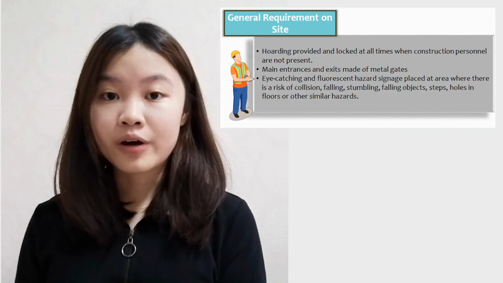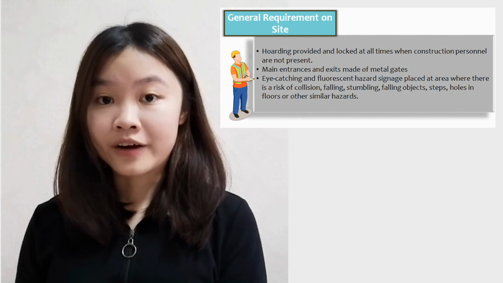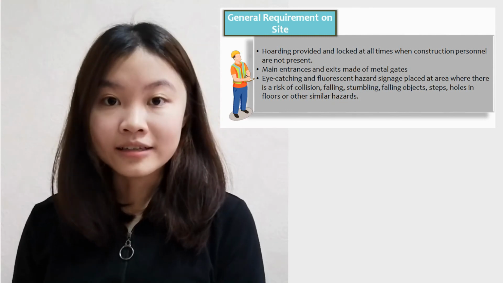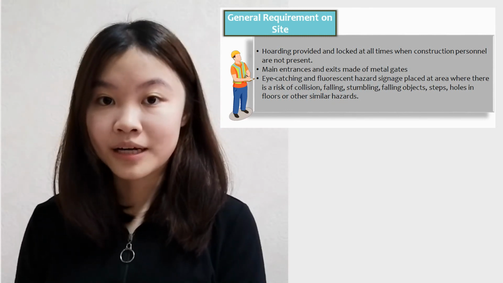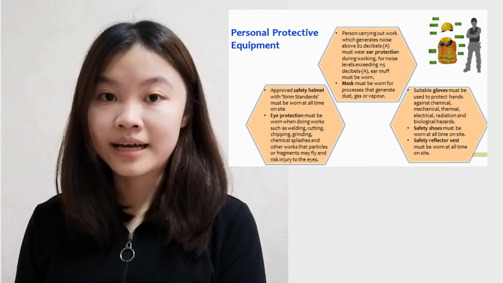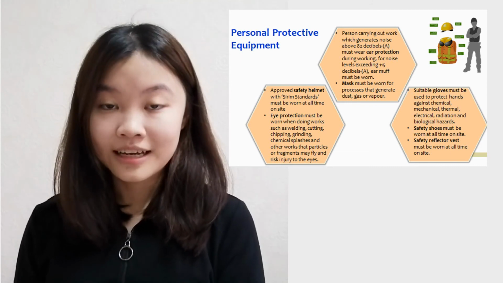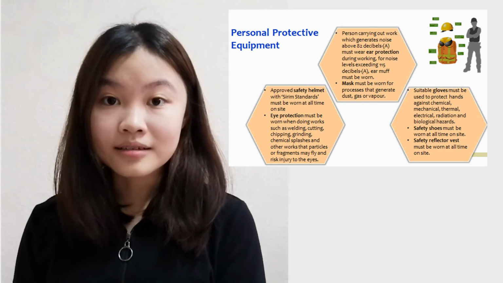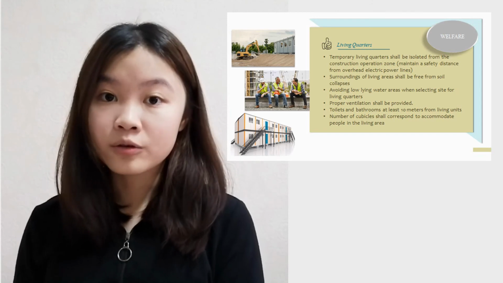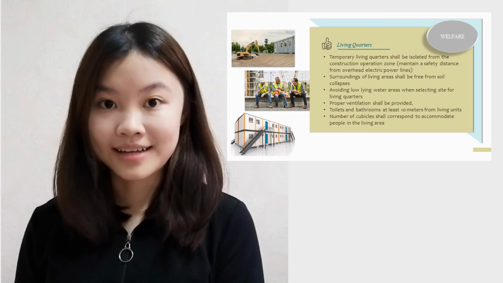There are general requirements that need to be fulfilled on site, such as hoarding must be provided, metal gate at the main entrance, as well as the fluorescent hazard signage must be provided. Besides, the personal protective equipment that need to be provided, such as safety helmet, eye protection, ear protection, and masks, are also monitored under OSHA management. For the welfare of the workers, the temporary living quarters are prepared on the site.